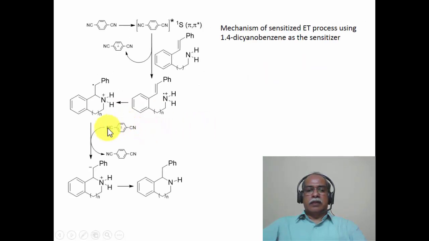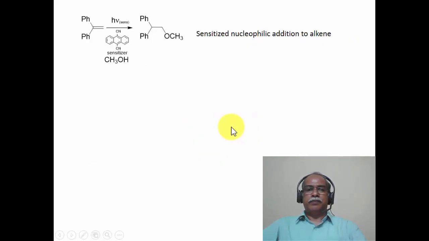The cation radical can also be trapped by a nucleophile such as alcohol. In this case, methanol is used as a solvent as well as the alcohol trapping agent. So essentially the methanol adds across the carbon-carbon double bond in an anti-Markovnikov pathway, for example, to produce the corresponding methyl ether, the diphenyl ethyl methyl ether, by the addition of methanol across the carbon-carbon double bond. The mechanism is simple.